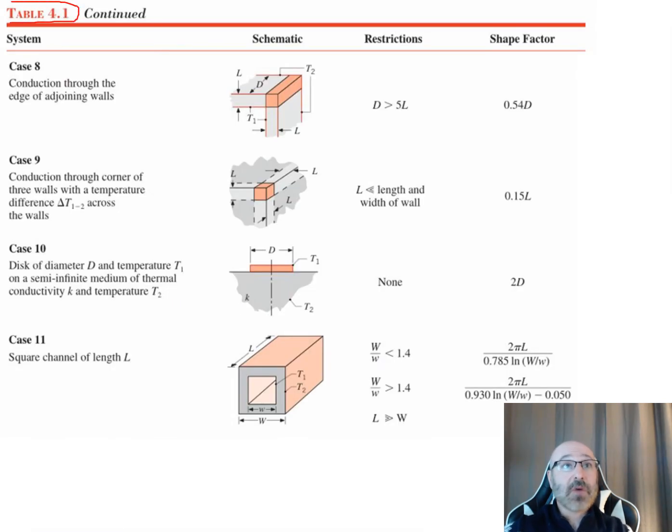This is the case we want, case 10 right here. Case 10 is a disk of some diameter D and temperature T1 on a semi-infinite medium of thermal conductivity K and temperature T2. So this is kind of the situation we have here for the fin. It just comes out a little bit longer for this case. So that's where we get our shape factor of 2D.